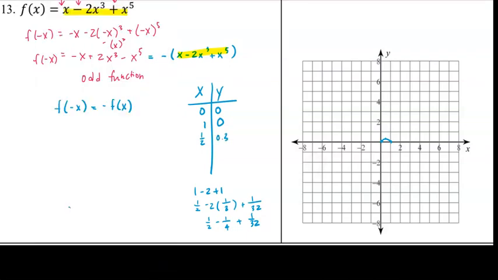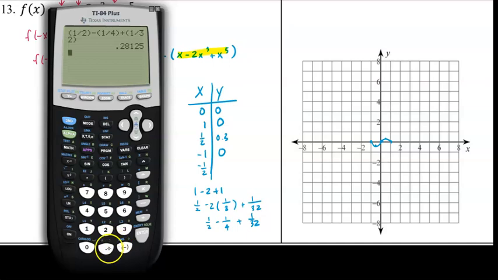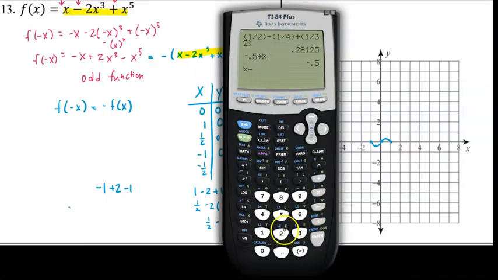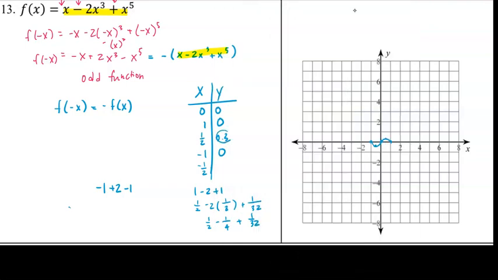If I put -1, that's going to be a negative, a -1, and then that's going to be a +2 and a -1. So that is going to give me 0 again. And then if I put in a -1/2, it's probably going to be somewhere here. If I put in -0.5, store it as x, and let's just put in the whole thing, x minus 2x to the 3rd plus x to the 5th. See, it gives you the negative of that 0.3. So negative 0.3. And you can clearly see that this is becoming an odd function.